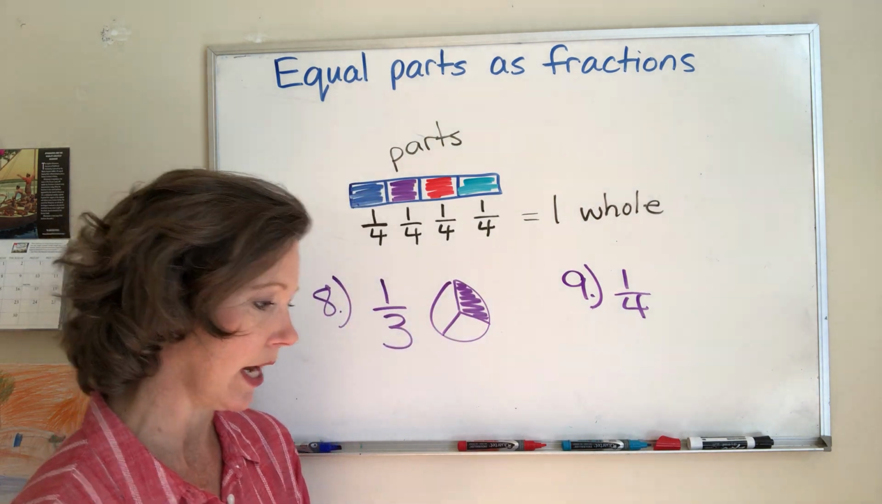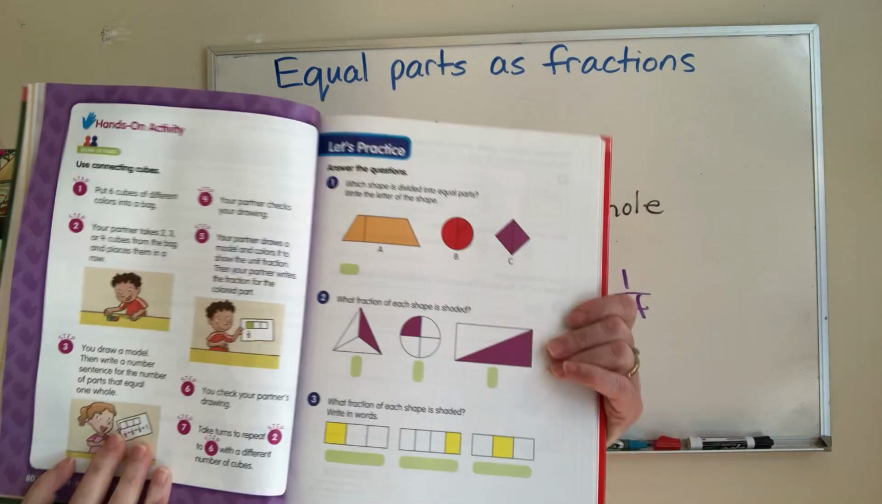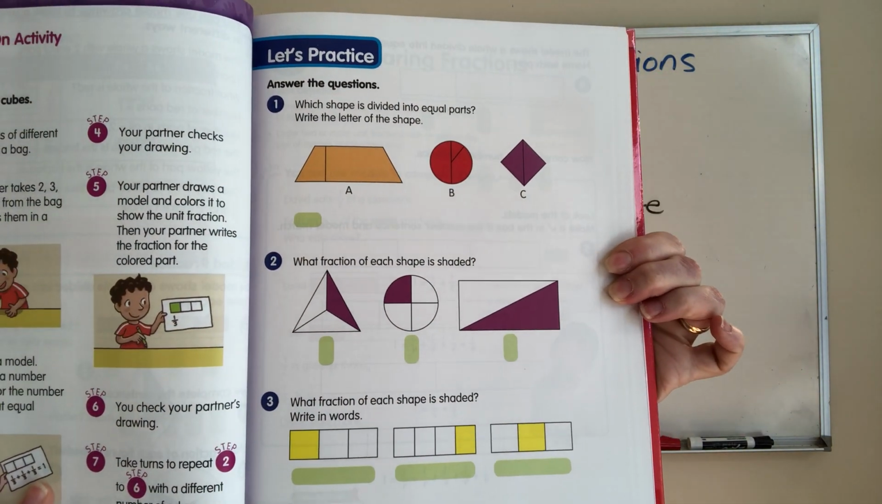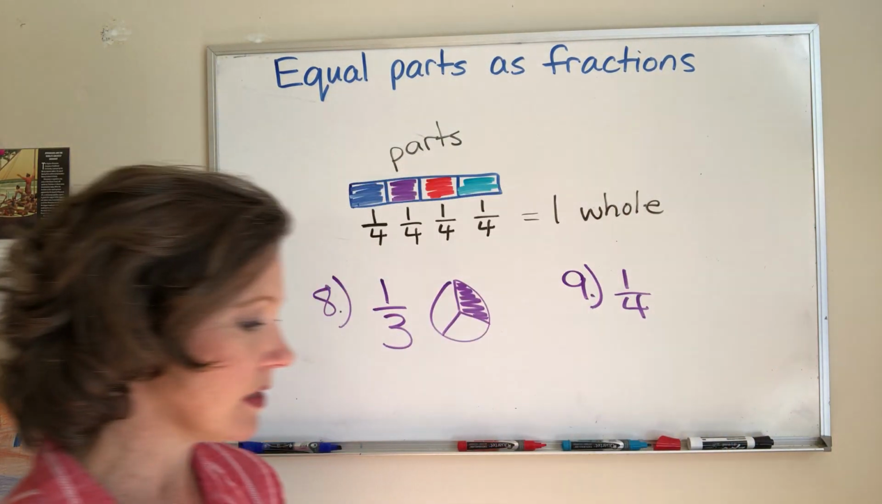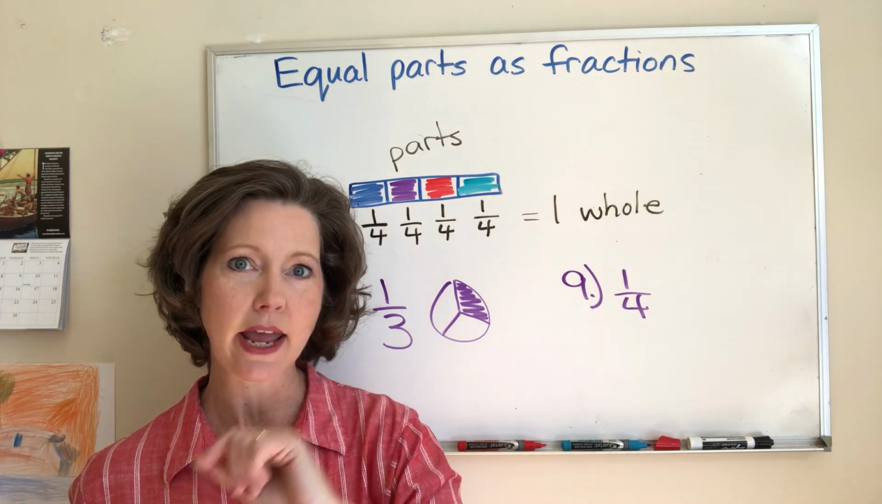All right, move to page 81. This is the last Let's Practice Together. This is going to set you up so that you are ready to do your workbook. Which shape is divided into equal parts? Is it A?